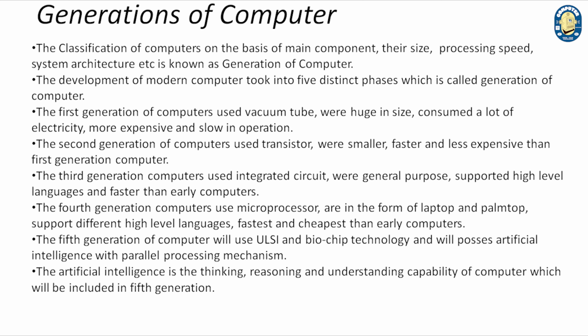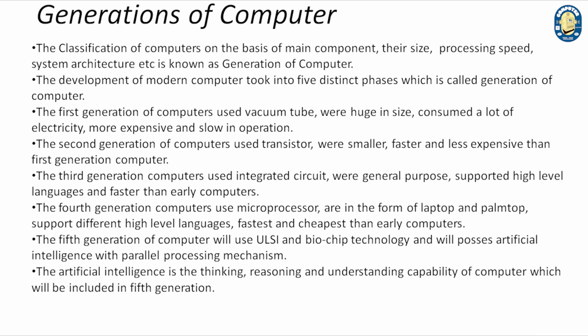Generations of computer. The classification of computers on the basis of main component, their size, processing speed, system architecture etc. is known as generation of computer. The development of modern computer took 5 distinct phases, which is called generation of computer.